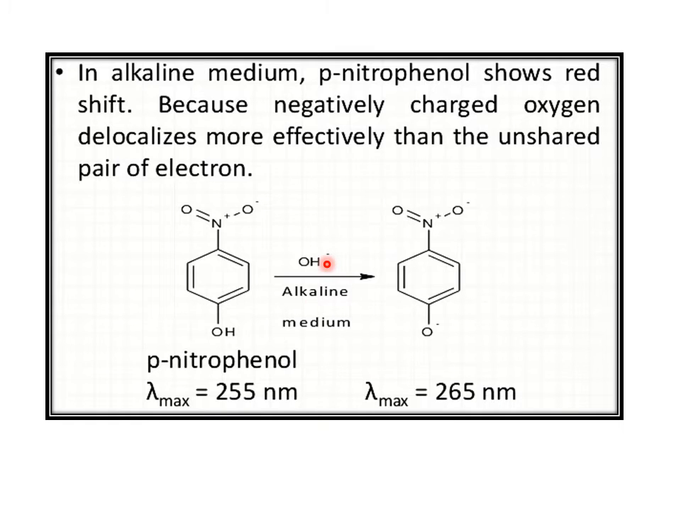So what happened here? When adding an alkaline solution, it removes one proton from para-nitrophenol, so it becomes O minus. The negatively charged oxygen delocalizes more effectively than the unshared pair. So this O minus undergoes delocalization, and it undergoes resonance. So we are getting a value towards a longer wavelength.